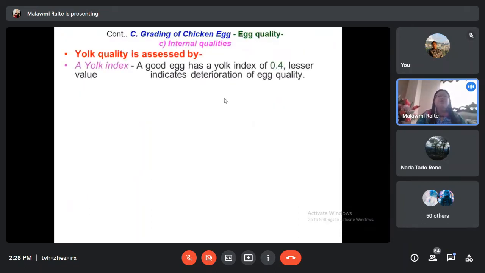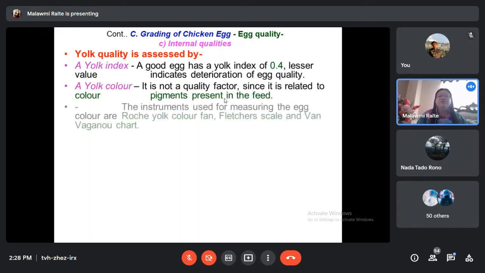Then the yolk quality, this is assessed by the yolk index. So a good egg has a yolk index of 0.4. So a lesser value indicates deterioration of the egg quality. And egg color. Okay, this slightly impresses all the consumers, isn't it? We want a good yellow yolk, isn't it? But it is not a quality factor. We have to remember this.